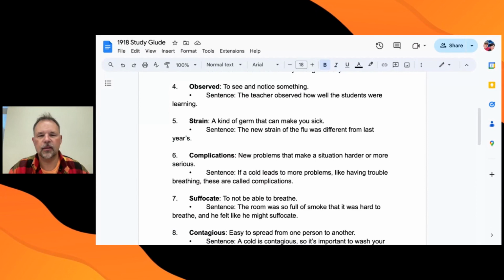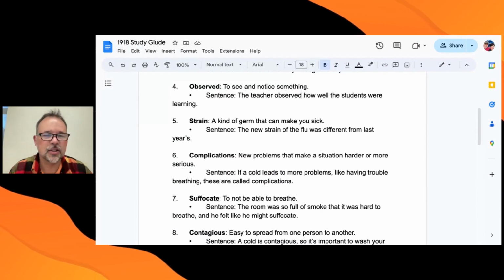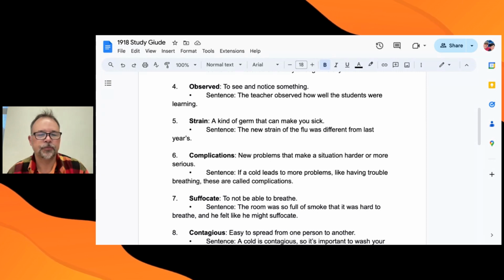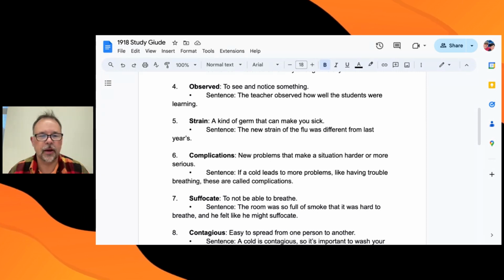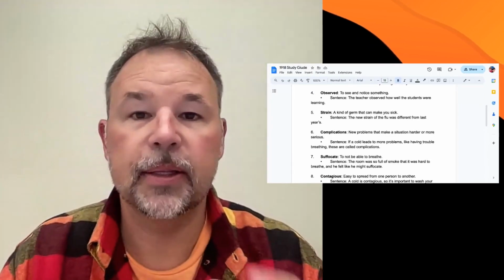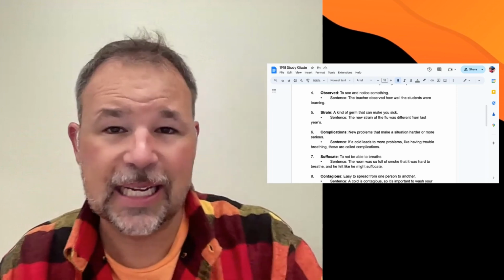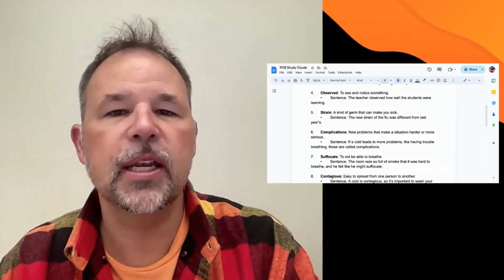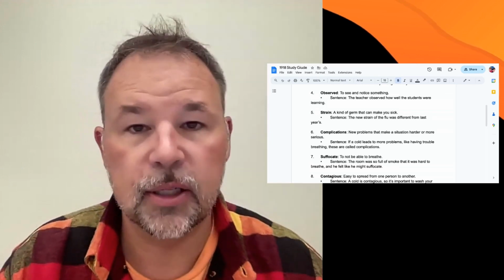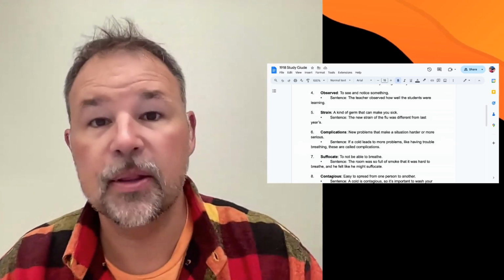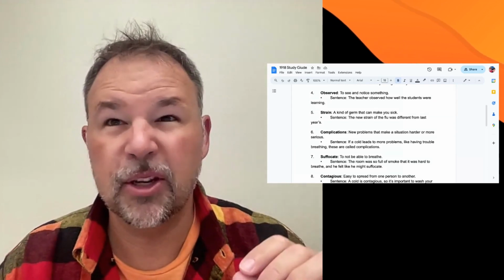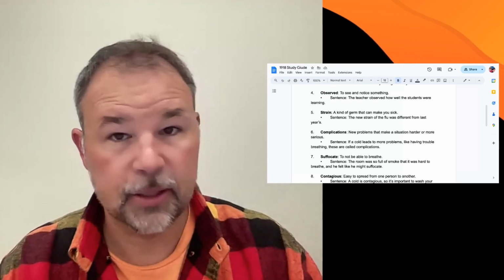Strain. Let me make it a little bigger. Number 5 says strain, a kind of germ that can make you sick. I think the sentence is very helpful too. But before we read the sentence, let's talk a little bit about that word strain because in English, it can mean two very different things. So I want to talk about how it doesn't relate to disease at all, and maybe the more common way you will hear strain. And that means when you're doing something, but it's hard.